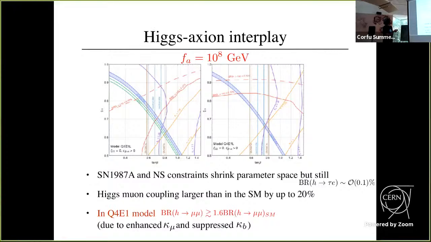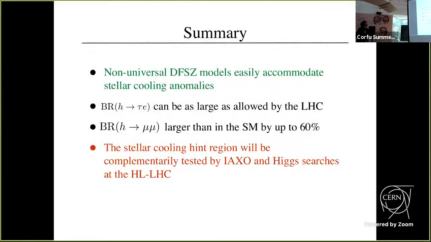And in this region, it's hardly visible, but we can have Higgs to tau e decays of more than 0.1%. So if the parameter space is so shrunk, this Higgs result can still be sizable. And also we can have Higgs to mu mu 60% above the standard model prediction, which is in fact something that could even be seen in the next run of the LHC.